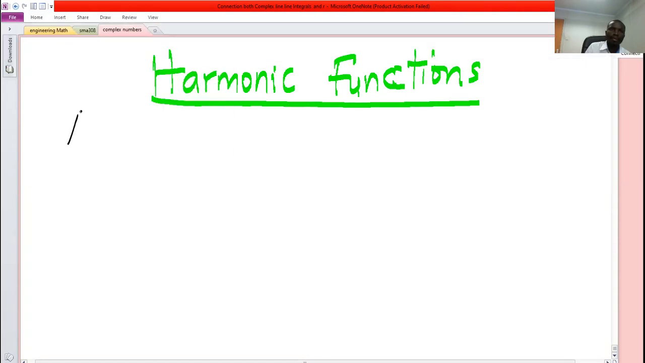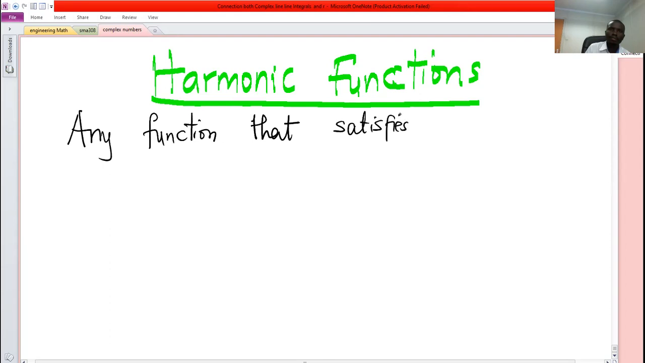So any function that satisfies the Laplace equation is called harmonic.